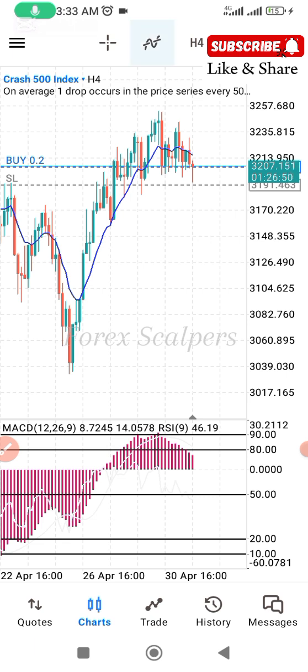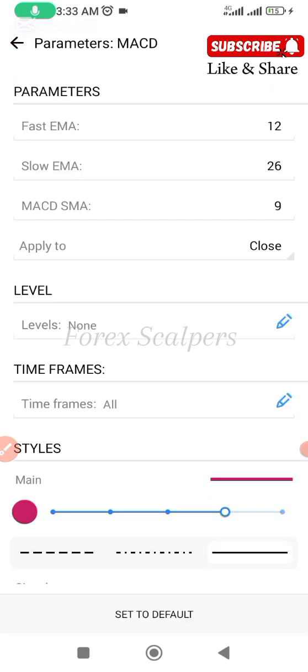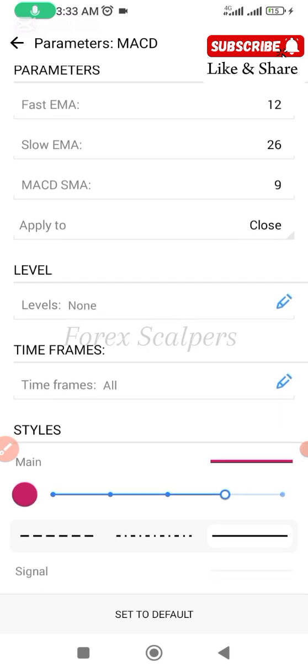Alright, so here is the setup for the indicator. The first is our moving average. The period is 10, shift is 0, the method is exponential, and you apply it to close. And the next one is our MACD. The fast EMA is 12, slow EMA is 26, MACD SMA is 9. You apply it to close.